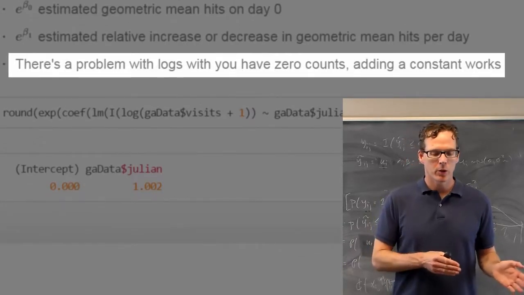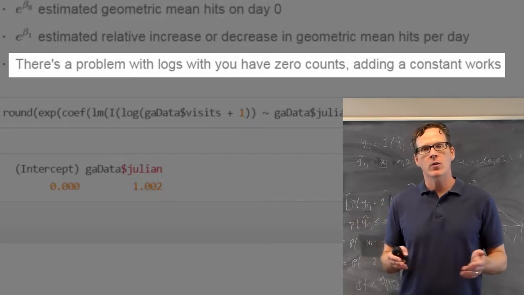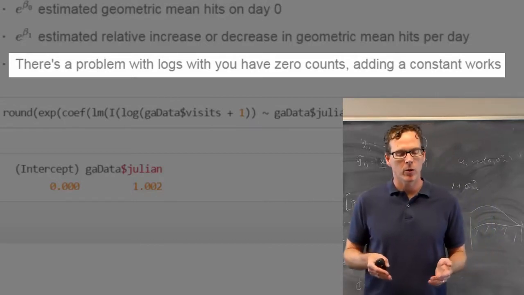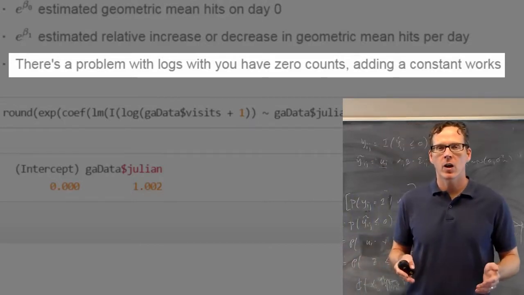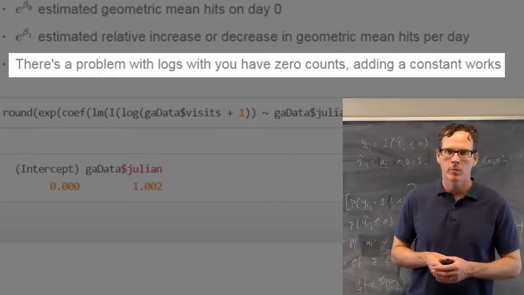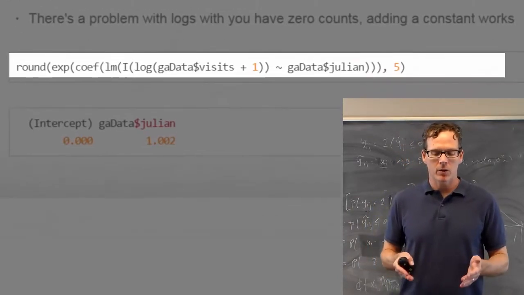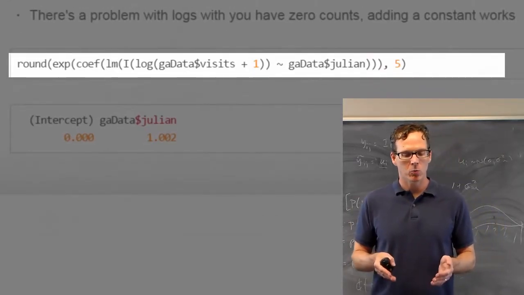So I should also mention, there's a problem with logs. If you have 0 counts, you have to do something because you can't take the log of 0. So you need to add a constant. A very common constant to add is +1. So we do log of the outcome +1. So if we do that, here I fit the linear model to the log of the outcome +1 versus the Julian date.